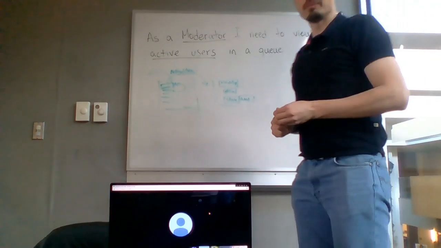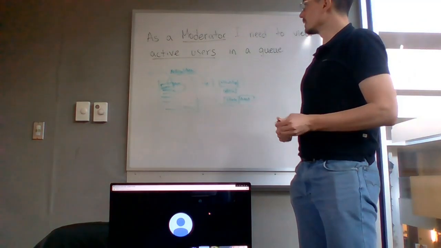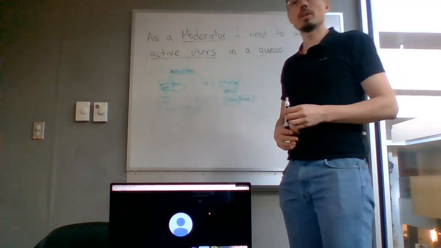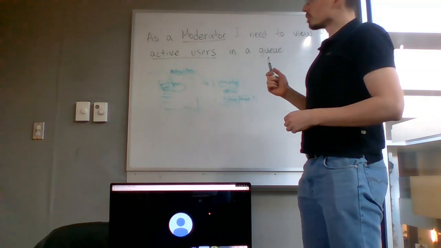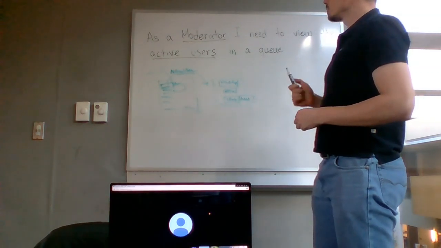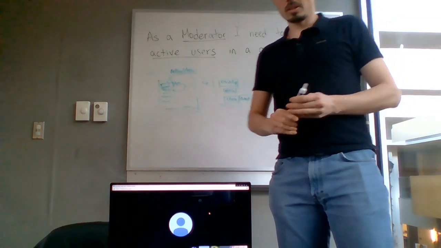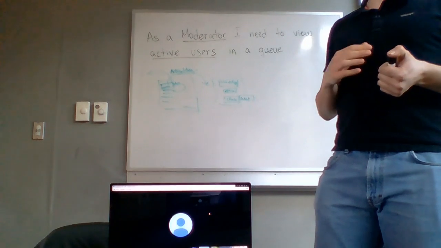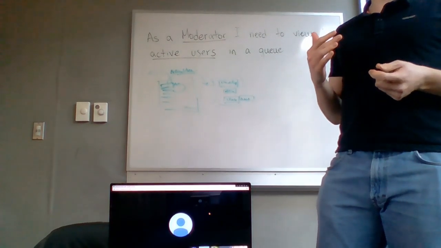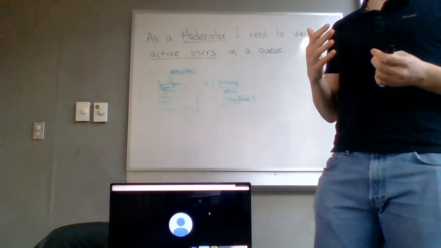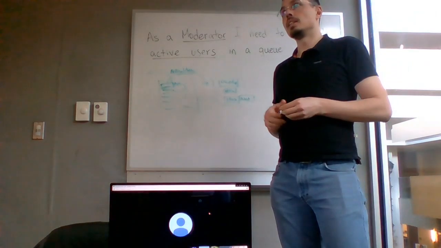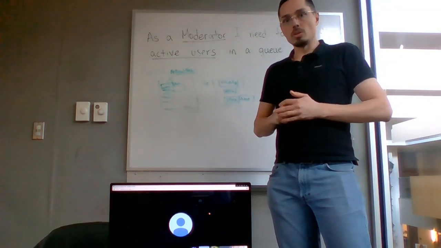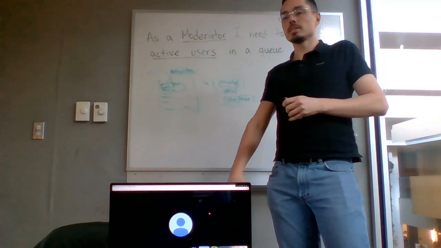All right. Our next story is here. I'm going to read it to you, and please ask any questions you have about this. As a moderator, I need to view the active users in a queue. So the main goal is to display the list of active users in a queue, so I can select them and see the particular details of each one. Do you have any questions regarding this?